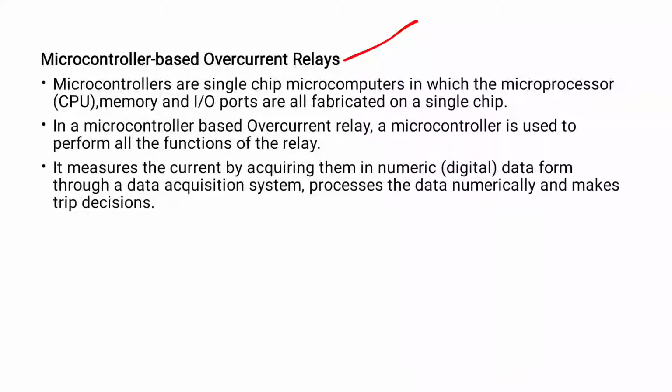Microcontroller based overcurrent relays. Microcontrollers are single chip microcomputers in which the microprocessor, that is the CPU, memory, and the input output ports are all fabricated in a single chip. So it is also called a system on chip, that is SoC. In a microcontroller based overcurrent relay, a microcontroller is used to perform all the functions of the relay. It measures the current by acquiring it in numeric, that is digital, data through a data acquisition system. It processes the data numerically and makes the tripping decision.